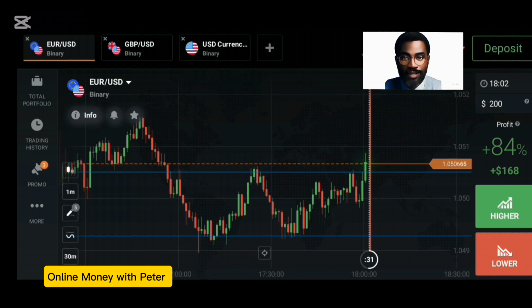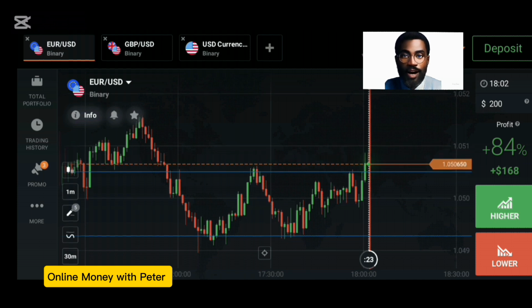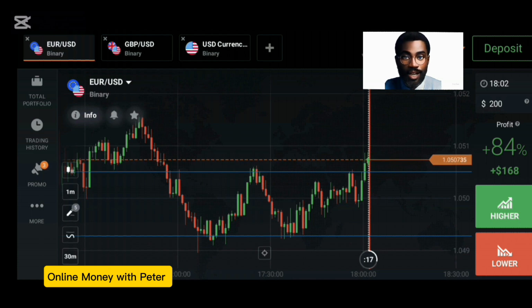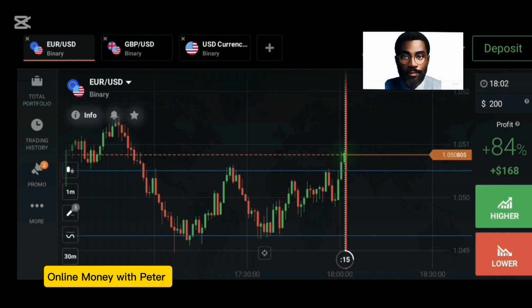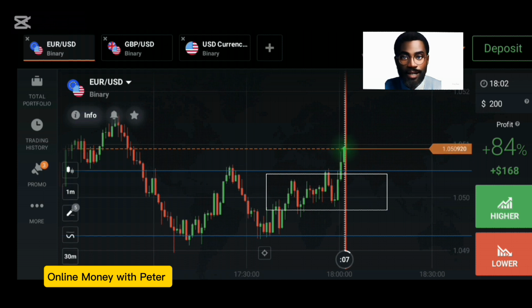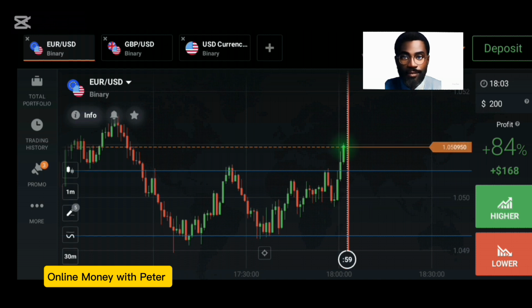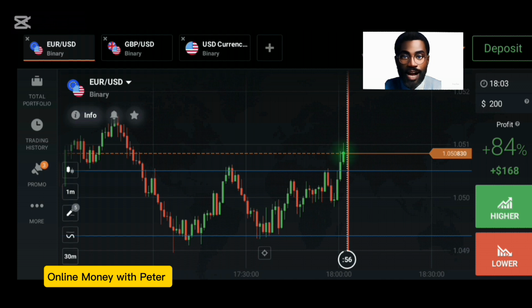Okay, so the candlestick has closed, another one is open. You can see the candlestick that's open is actually going up. It's above the resistance, but let's be careful at this point not to rush into taking any trade. I have to be sure it has broken out of this resistance area. Okay, it's going up. Let's see what happens at this point.